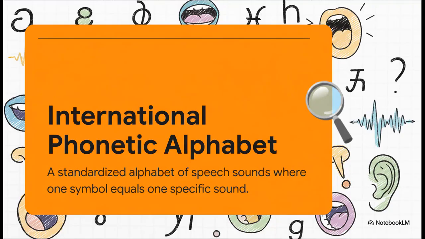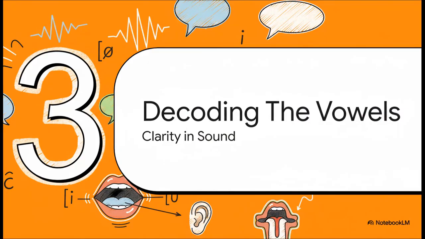So here's the most important thing to get straight. The IPA is not about spelling, it's all about sound. One symbol always, and I mean always, stands for one specific sound. Once you know the symbols, you can pronounce any word you see written this way perfectly. All right, let's start our tour with the heart of most words, the vowels. This is where English spelling loves to get weird, but the IPA makes everything perfectly clear.